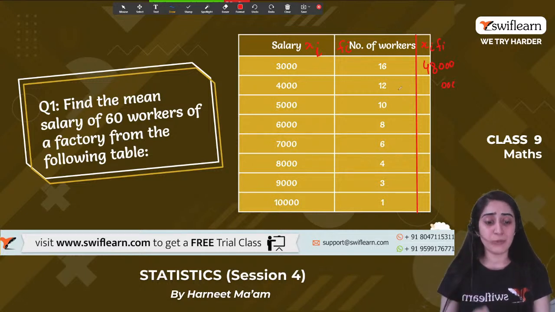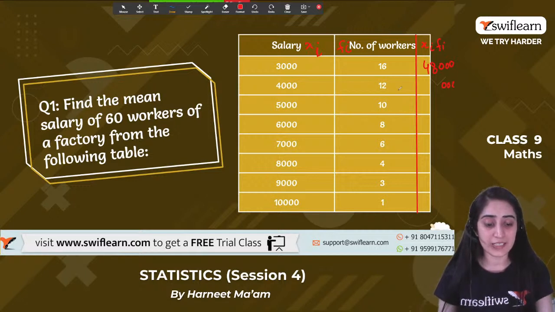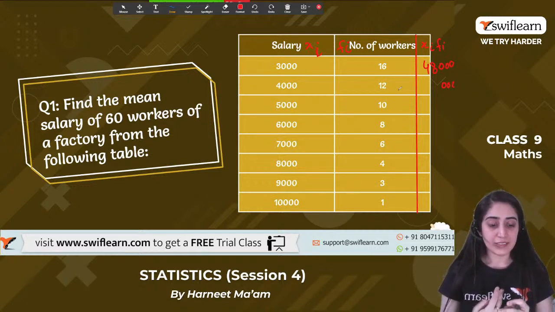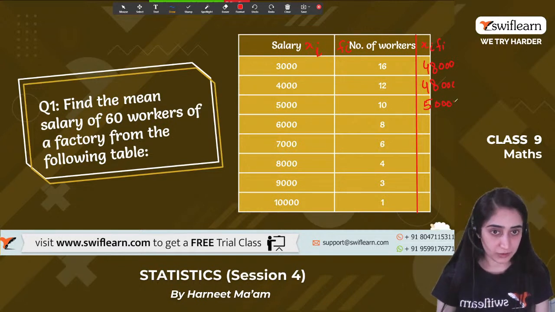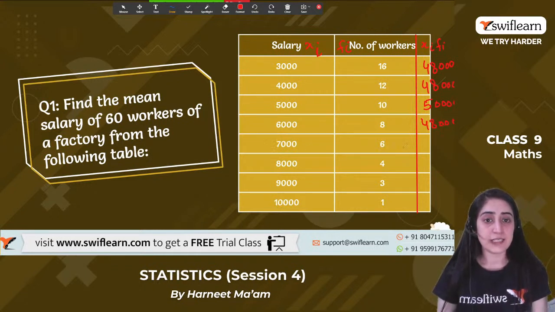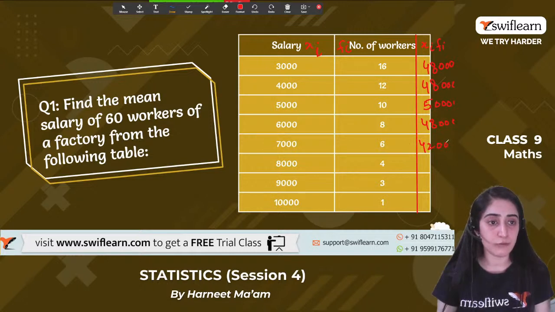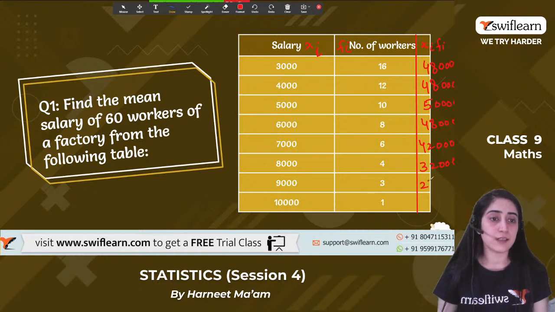Now 12 into 4. Can anyone tell me what is 12 into 4? What is it? 12 4s are 48. Moving on to the next one, it comes to 50,000. Moving on to the next one, it comes out to 48,000. Then 7 6s are 42, so 42,000. 8 4s are 32,000. Then 9 3s are 27,000. And then it is 10,000 altogether.